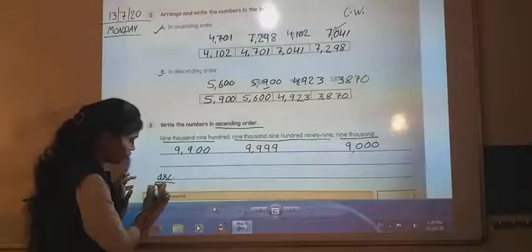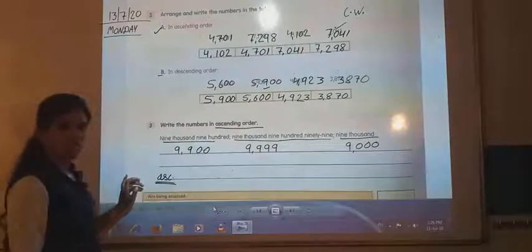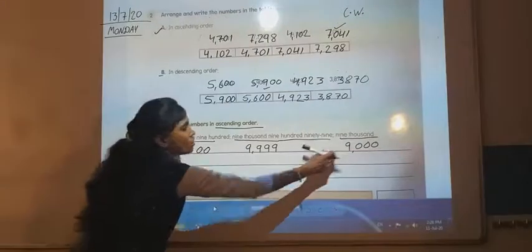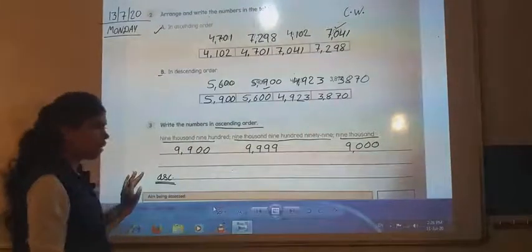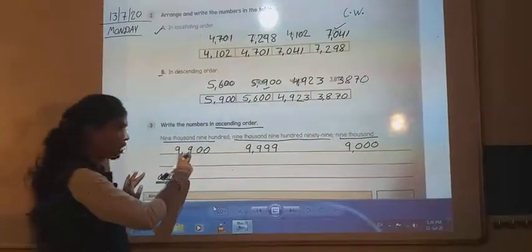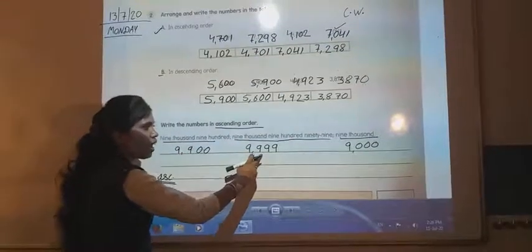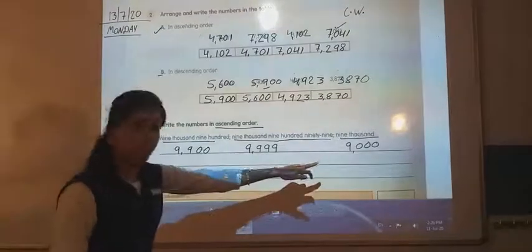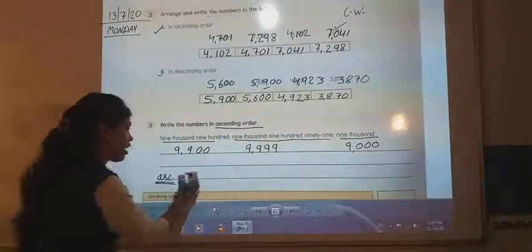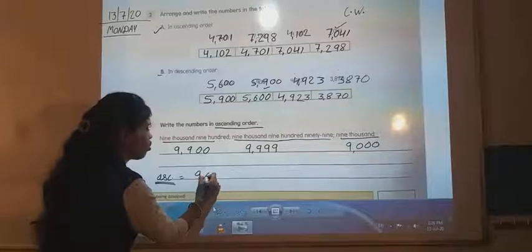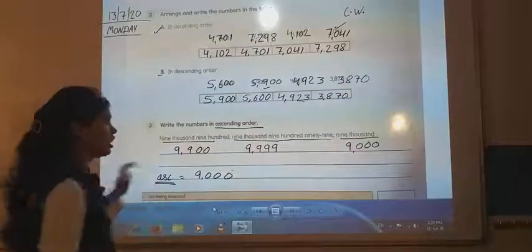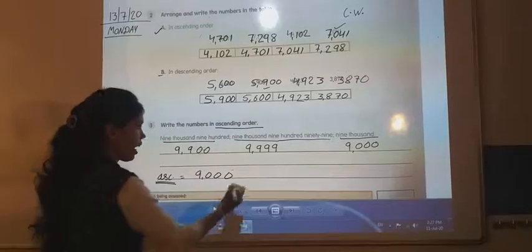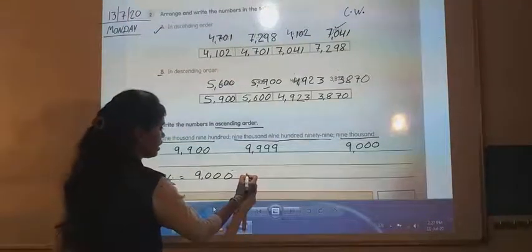Okay students, do with me. Now compare from the largest place. We have 9 in all three numbers, so we can't compare. Come on to the next place. We have 9, again 9, and 0. So 0 is smaller. So we will write 9,000 first, because we are arranging in ascending order, so we write the smallest number first.